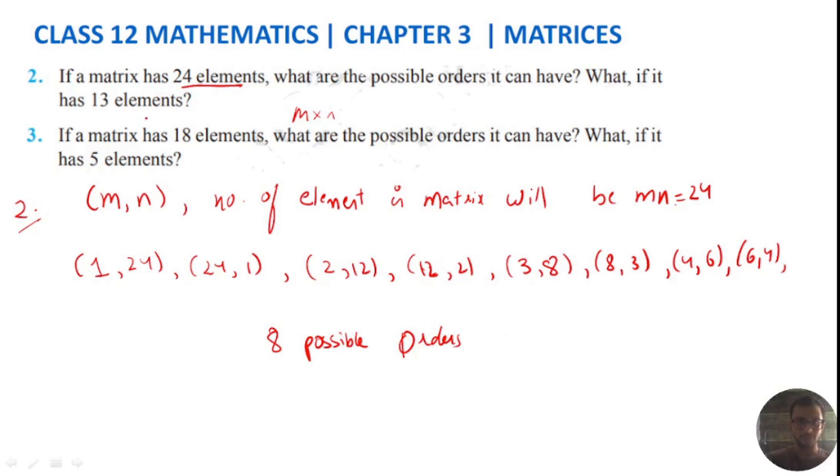Now what if it has 13 elements? Then what are the possible orders? That is easy, right? Because 13 is a prime number. So 1 comma 13 and only 13 comma 1. Those are the only factors of 13. So these are the possible orders. So we are done with the second question.